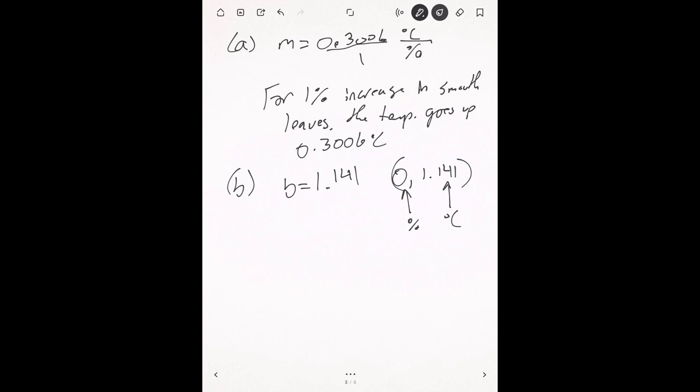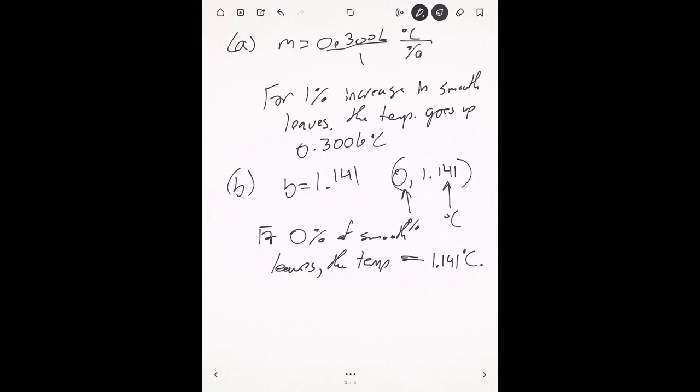Okay, the big idea here with the y-intercept is we're saying for 0% of smooth leaves. So if I found no smoothed edge leaves, the temperature is about 1.141 degrees Celsius. That's all that that's saying. For 0% of smooth leaves, I should have about 1.141 degrees Celsius.